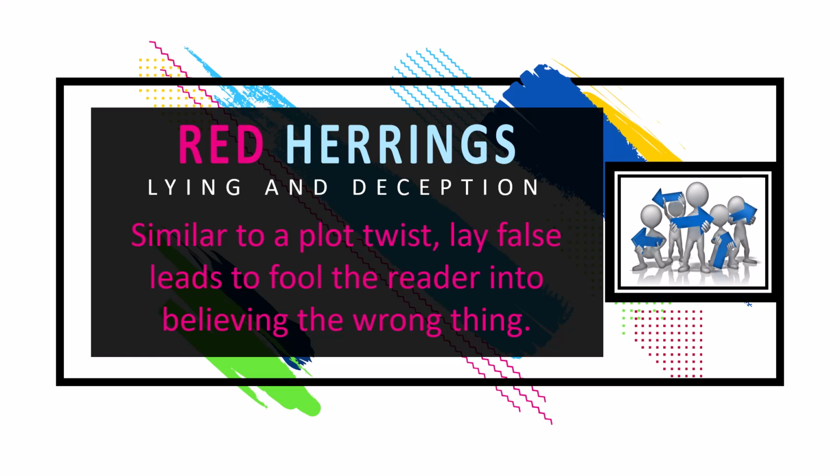Now let's talk a little bit more about the red herring. The red herring is similar to a plot twist, except what you're doing is you're laying down false leads to fool the reader into believing the wrong thing. So then you reveal the correct thing and they go, whoa, wow, all this time I thought it was so obvious that, with the knife with the fingerprints all over it, the murderer was, of course, the butler. But then it turns out that the butler was framed by the lord of the manor, right?